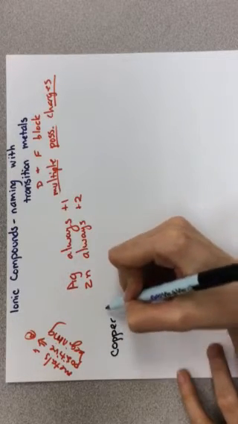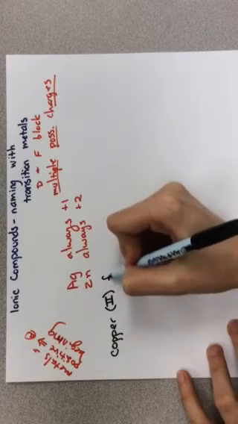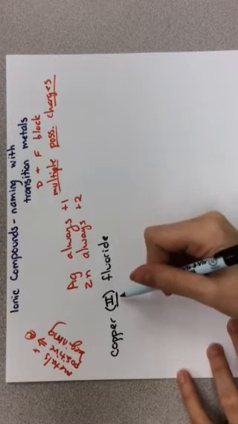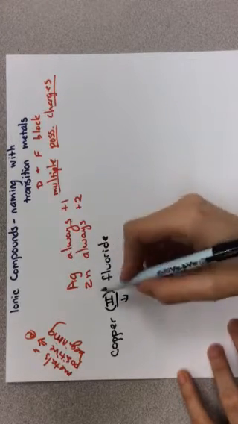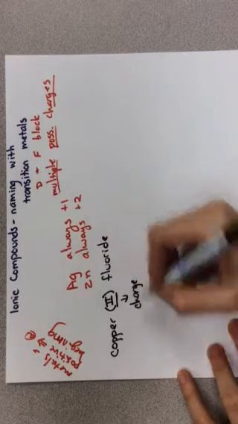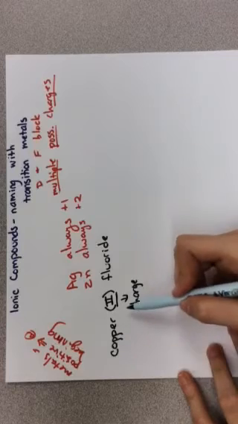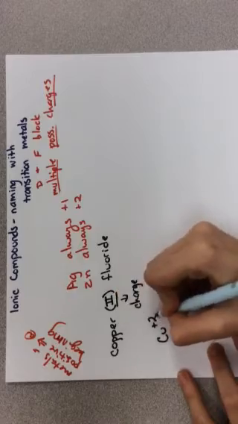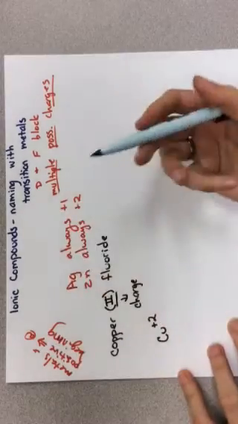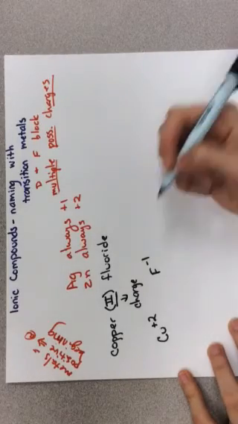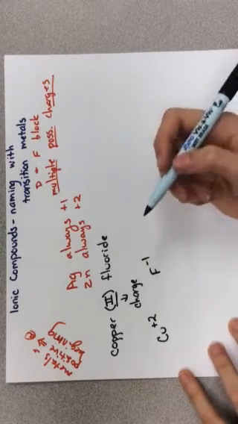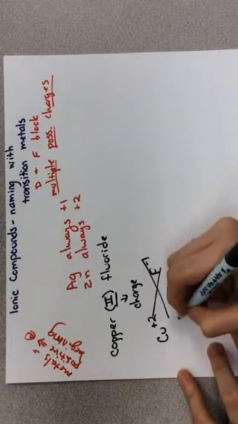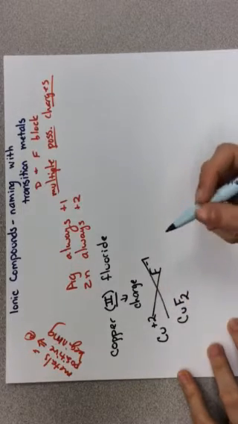So I'm looking at copper 2 fluoride. Now notice this 2. This is the Roman numeral 2, and this is telling you the charge on the copper. Not how many coppers there are, but the charge on that copper. So if we know the copper has a +2 charge, and we know it's plus because all metals have a positive charge, and fluorine has a -1 charge based on the periodic table. It is a halogen, so fluorine always has a -1 charge. You can just do the crisscross method and determine that it's CuF2.